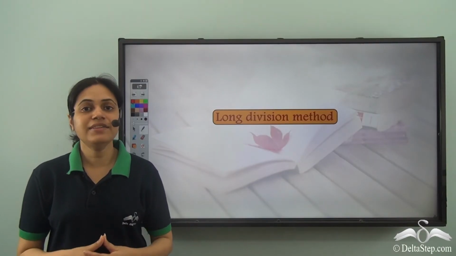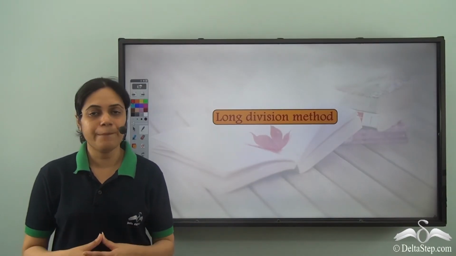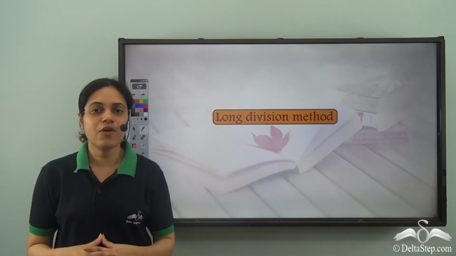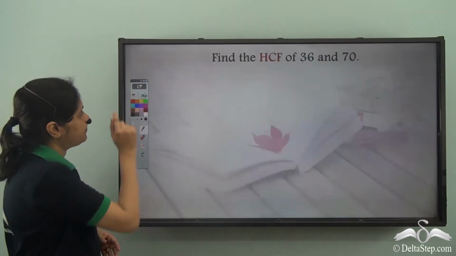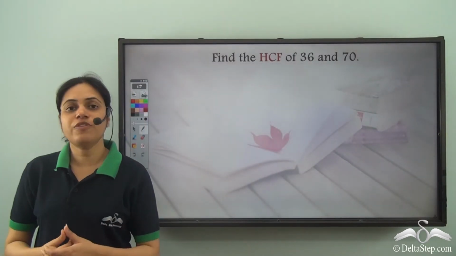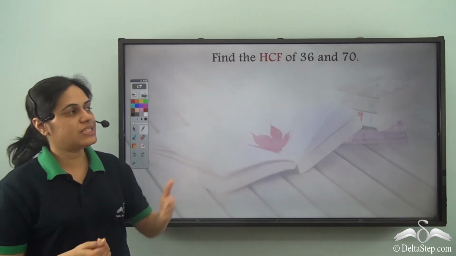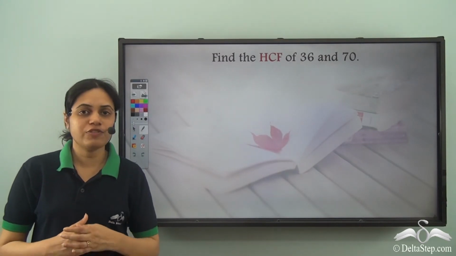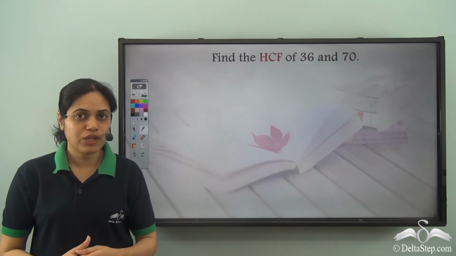Now let us find the HCF of two numbers using the long division method. Let us see how we can do that. So we need to find the HCF of 36 and 70. We need to do it using the long division method. How do we do that?